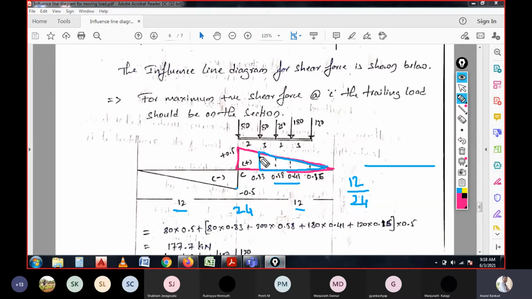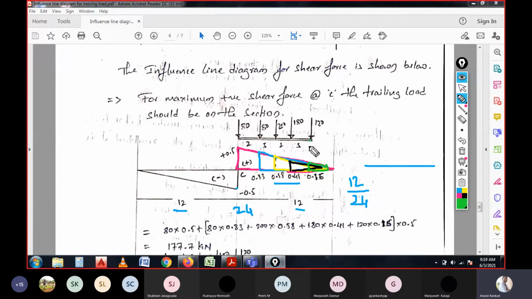And at this section, we need to consider the coefficient value for the 80 kilonewton intensity of load. So how do you calculate here? The same thing, the similar triangles need to be considered, and again here it is a similar triangle, one more. And apart from this we have another one, at this point.